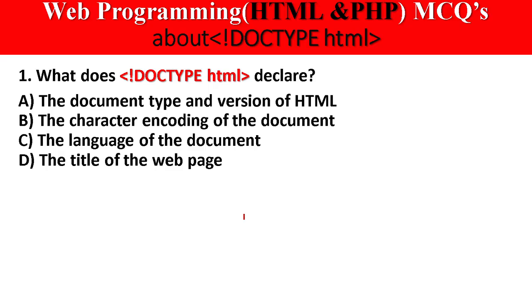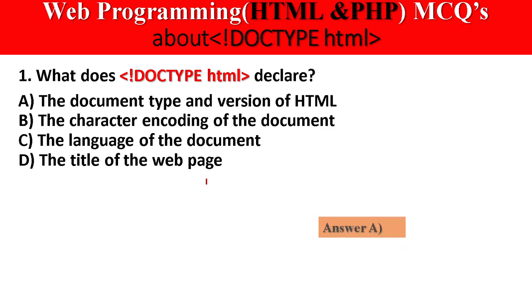The first question: what does the doctype HTML tag declare? A, the document type and version of HTML. B, the character encoding of the document. C, the language of the document. D, the title of the web page.